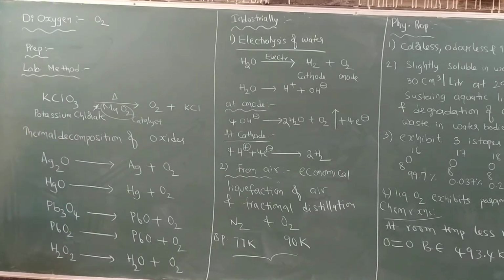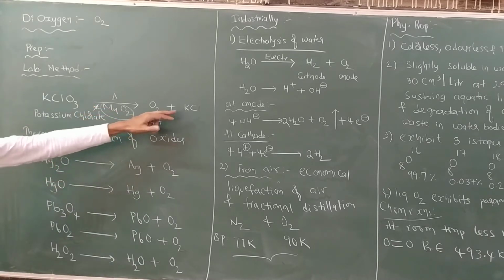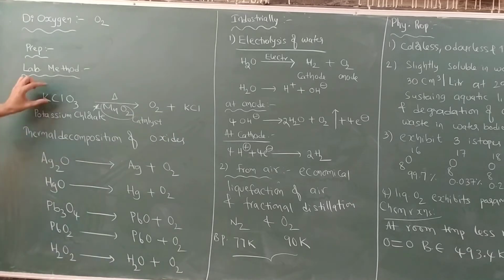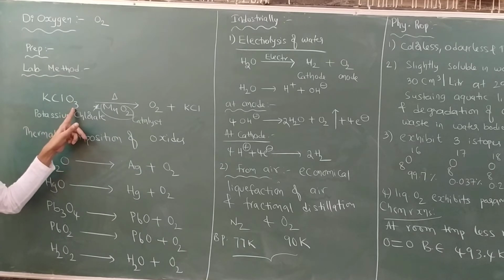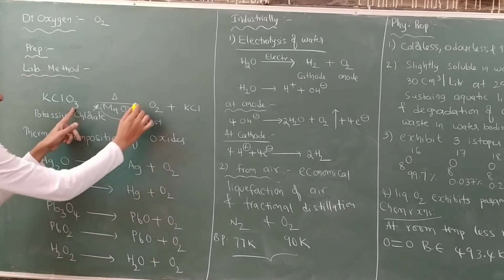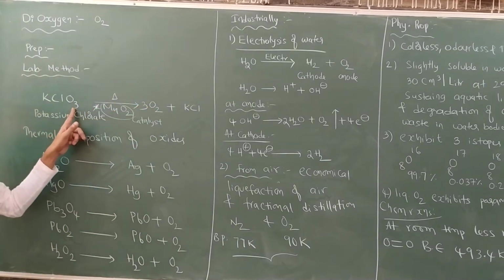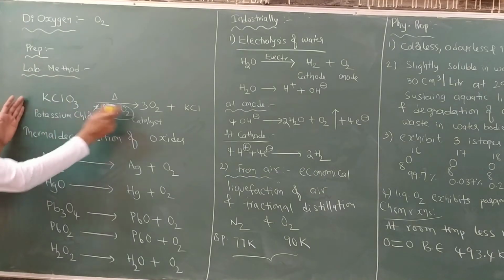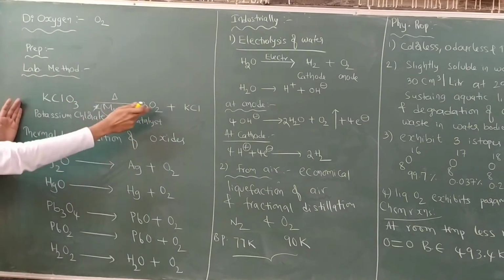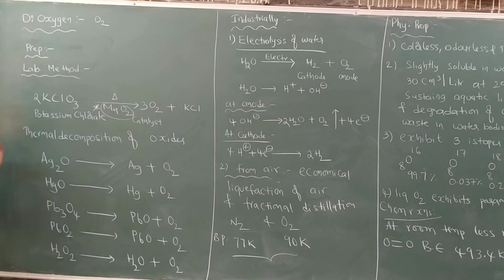A multiple choice question they may give like this. MnO2, manganese dioxide, is the catalyst, with which you are going to get O2 and KCl. Very simple to write: KClO3 will convert into KCl and O2. How many atoms are there? 3. So put here 3 O2. Next, here 2 atoms are there, so write here 2 KClO3. Now it will be balanced, very simple.